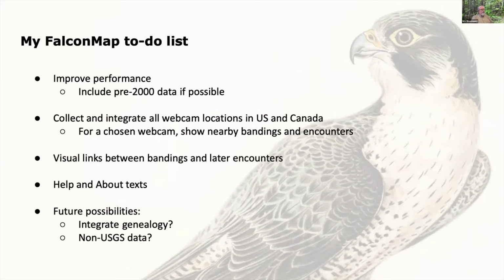Something that I've experimented with, and am trying to figure out the best way to handle, is to provide visual links between the original banding of a peregrine falcon and, if it's been encountered later, where that's been. So you draw a line between them, which probably isn't the direct path the bird took from the beginning location to the end location, but at least it makes the connection: we first saw it here and we ended up seeing it over here.